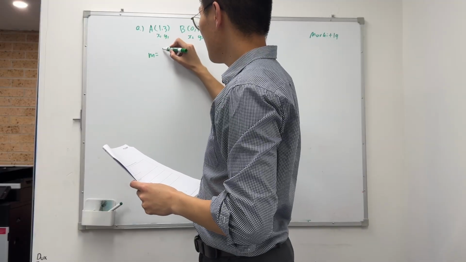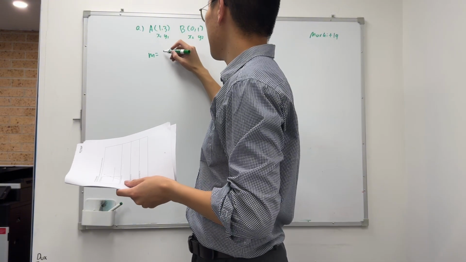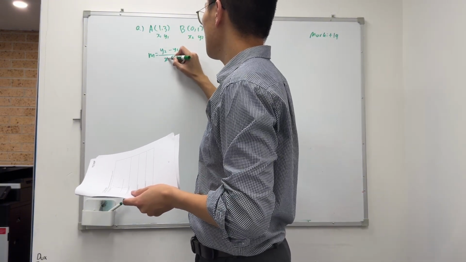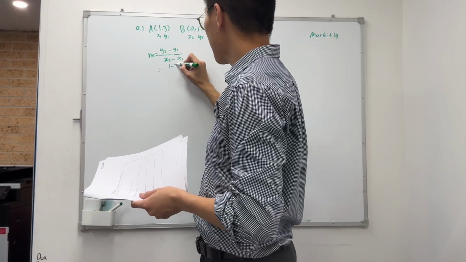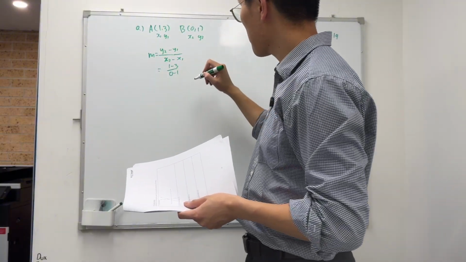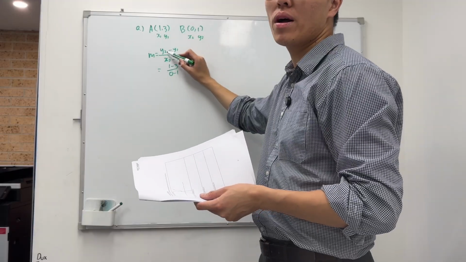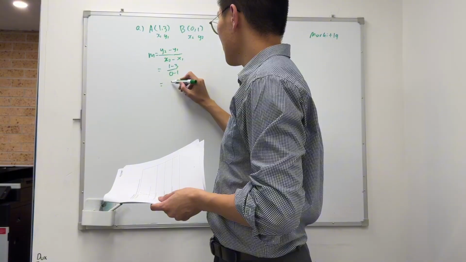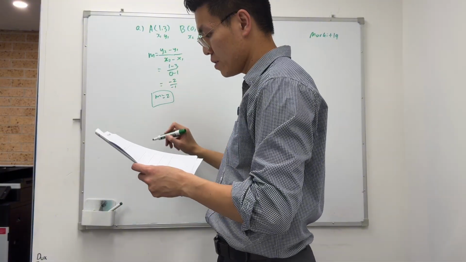M is equal to, we're going to write the formula down every time so we can remember it and understand how to use it. It's y2 minus y1 over x2 minus x1. Rise over run. So it will be 1 minus 3 over 0 minus 1. As long as you're consistent with which one you define as y1 and y2, and you keep that with x2 and x1, then you're good. So that's minus 2 over minus 1, which is equal to 2. You're done. Simple as that.